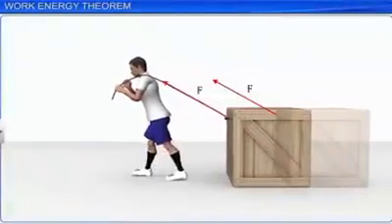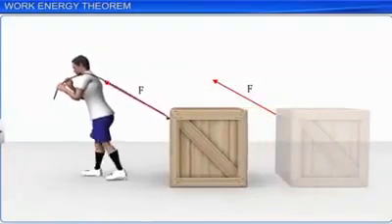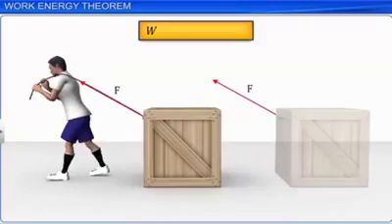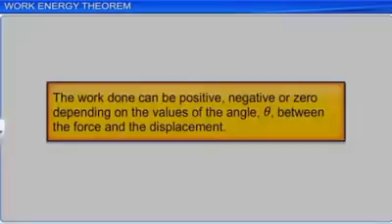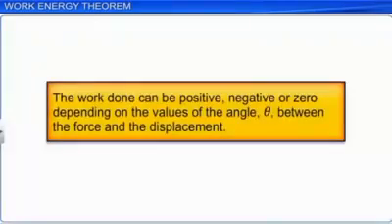Now, using the dot product, we can measure the work done as the dot product of the force and displacement, which is equal to Fd cos theta. However, the work done can be positive, negative, or zero depending on the values of the angle between the force and the displacement theta.